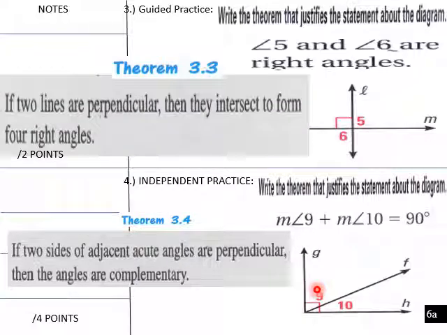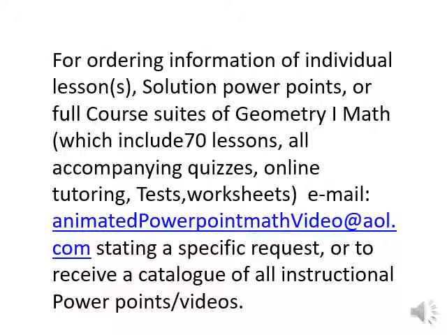And then our guided practice: if two lines are perpendicular, then they intersect to form four right angles. This is theorem 3.2. And this is 3.4 for this one.